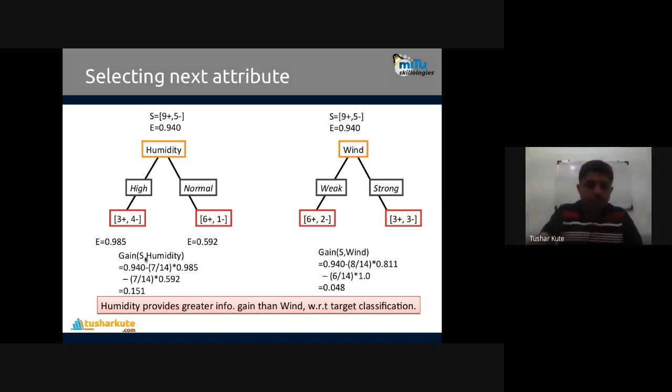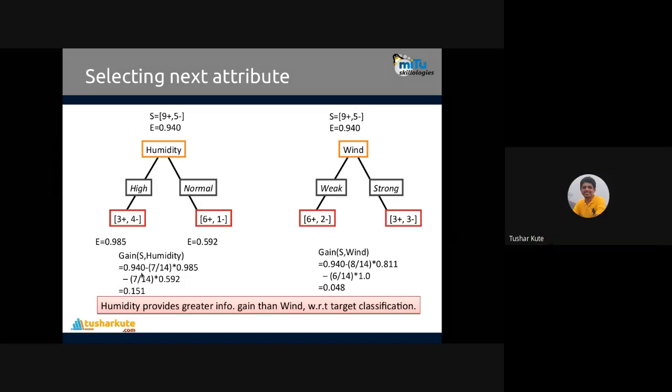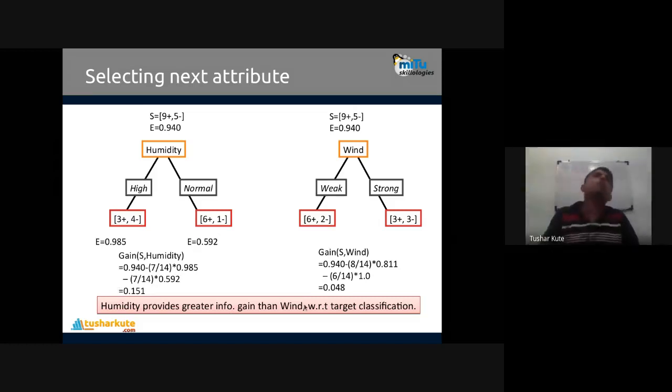Gain of S, gain on S for humidity is this one: entropy minus 3 plus 4, 7 divided by 14 in total, into the entropy for this side, which is 0.98, minus 6 plus 1, 7 divided by 14, into the entropy of this side, which is 0.59. I got the information gain as 0.151. Correct.